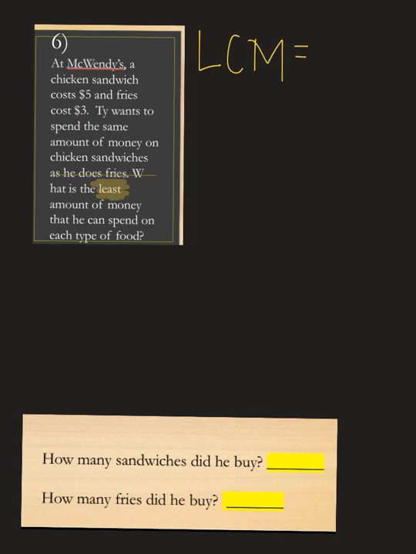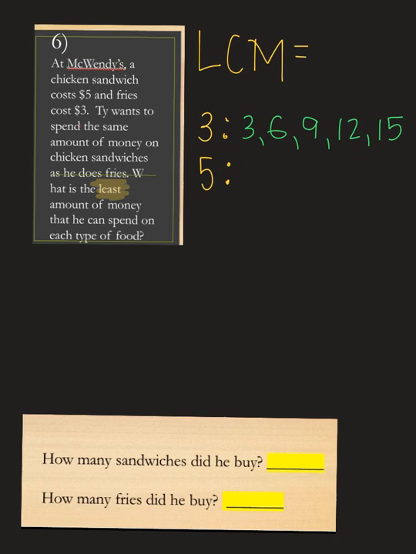So I need to list my multiples of 3, and list my multiples of 5. So 3 times 1 is 3, 3 times 2 is 6, 3 times 3 is 9, 3 times 4 is 12, 3 times 5 is 15.